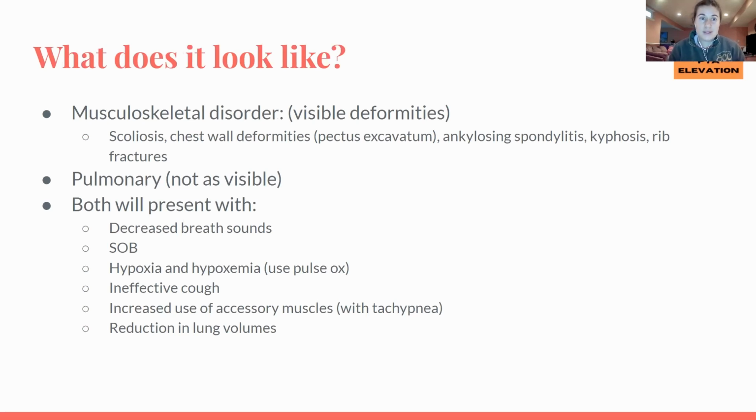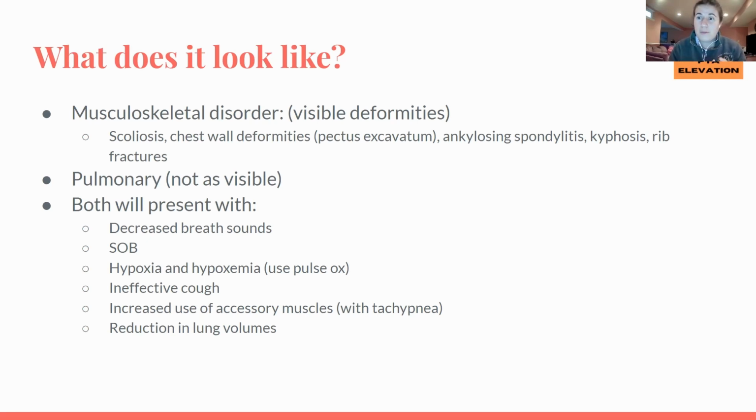What does it look like? I kind of dabbled on this. The musculoskeletal disorders are going to be visible, and we're going to be able to see those and know, okay, that's probably squishing the lungs. So scoliosis is the big one. That's mostly structural scoliosis, though it can be functional a little bit, where the bones are all deformed and squishing the side. We'll see that that's causing a decrease in ventilation, a decrease in the ability for the lungs to expand.